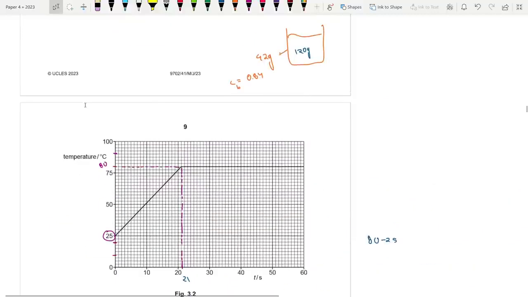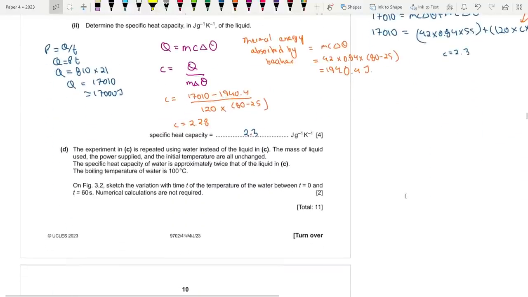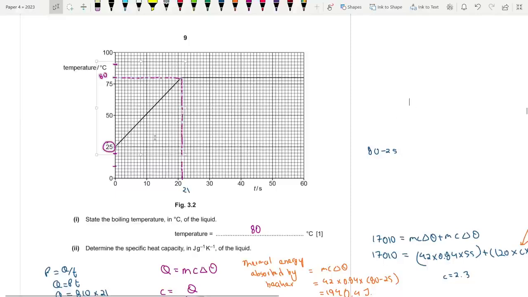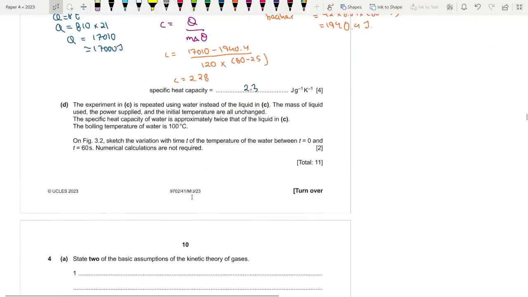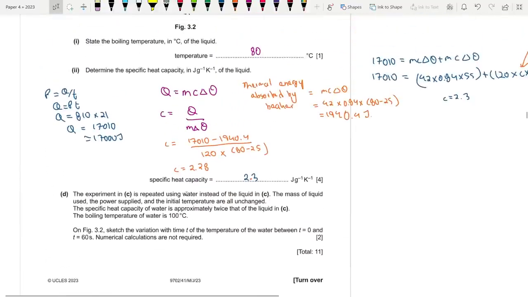Okay, first things first, the horizontal section will not be at 80, rather it will be at 100. That is one marking point. It will be horizontal at 100. Also, it will be a straight line starting from the initial temperature, 25, and then it will go to 100 and become horizontal. Now it's all about the gradient. So what is the specific heat capacity? The thermal energy required to increase the temperature of unit mass by 1 Kelvin. Now it says that the specific heat capacity of water is approximately twice. So if you have more specific heat capacity, that means that you require more heat to raise the temperature by 1 Kelvin.